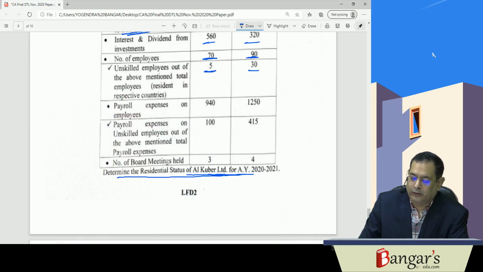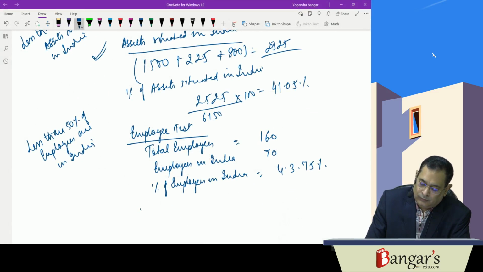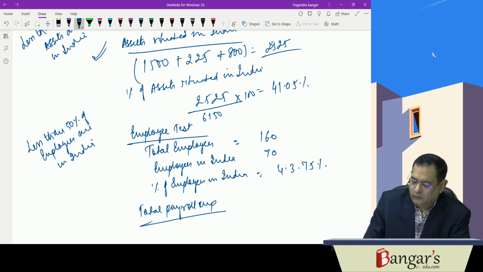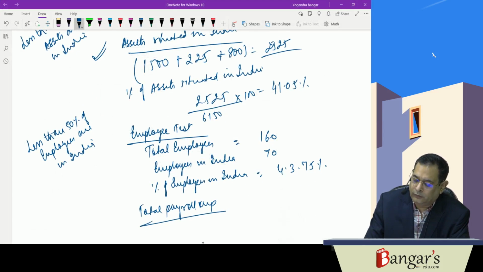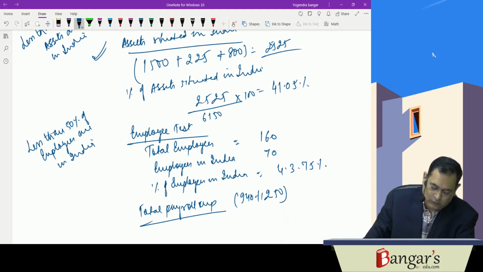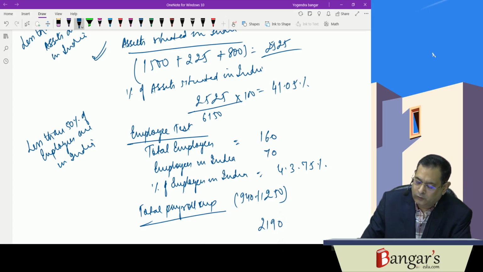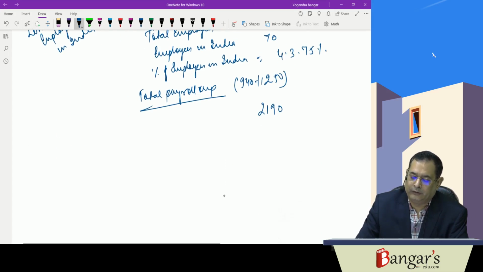Then payroll tests. Total payroll expenditure. What is the total payroll expenditure? That is 940 plus 1250. So 940 plus 1250, 2190.